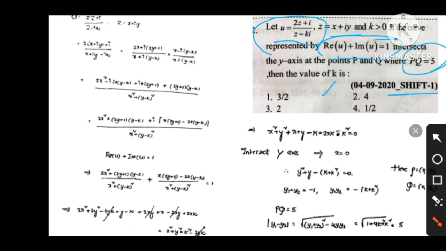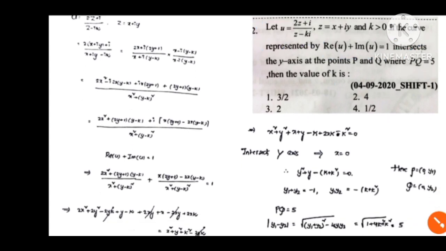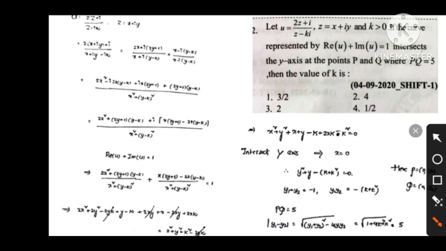Where is the equation? Given that this is a complex number, first take the complex number and do the simplification. What is the complex number given here? u is equal to 2z plus i by z minus ik. Now in the next step, first replace z is equal to x plus iy. Then what do you get? 2x plus i into 2y plus 1 by x plus i into y minus k. Convert the complex number into the form of real part plus imaginary part.